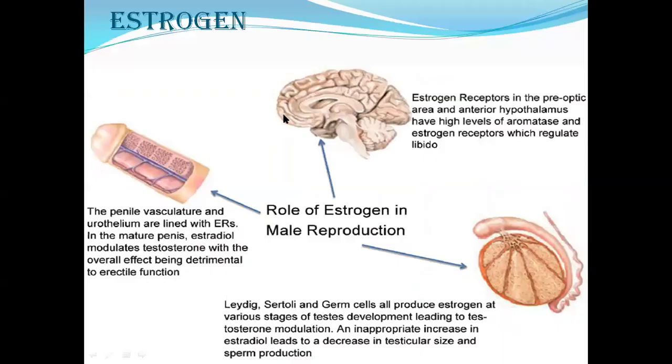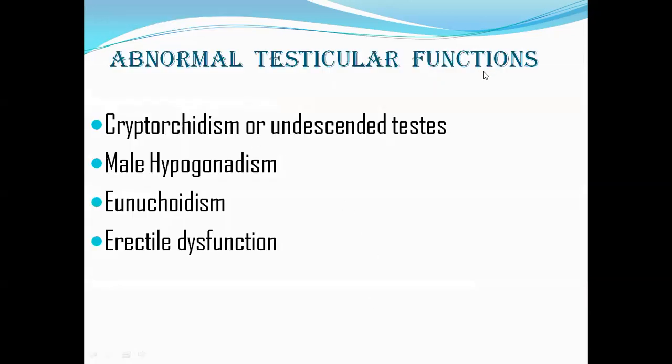Now, a few words about estrogen in male reproduction. Most important, it regulates male libido, because in the brain there is a large number of aromatase enzymes which convert testosterone into estrogen and help in male libido. And there is a very subtle balance between the estrogen and the testosterone hormone. More estrogen will have a detrimental effect on erectile function as well as on sperm production. So it is mainly the regulation or modulation of the testosterone hormone which is the primary function of estrogen in the male body. Now coming to certain abnormal testicular functions.